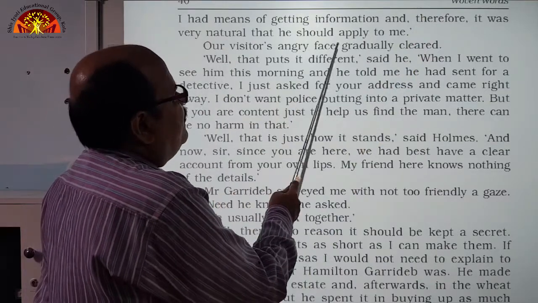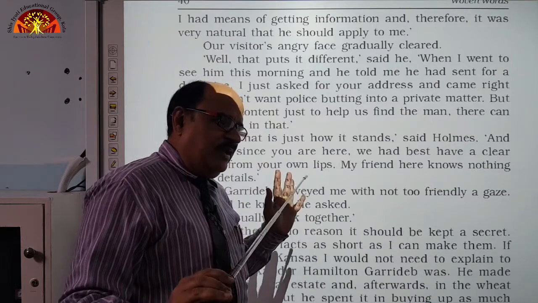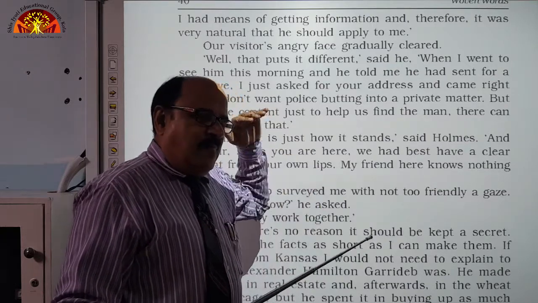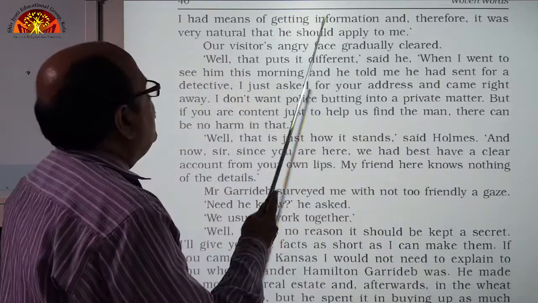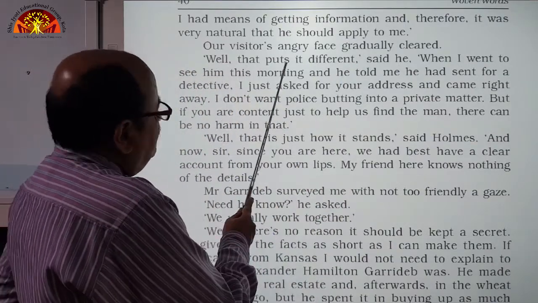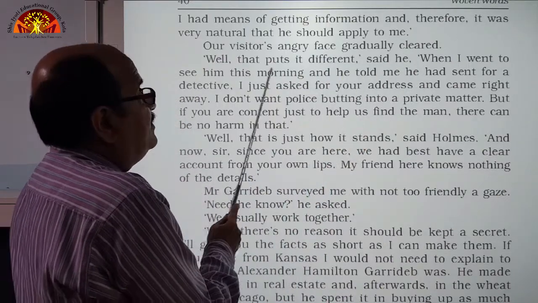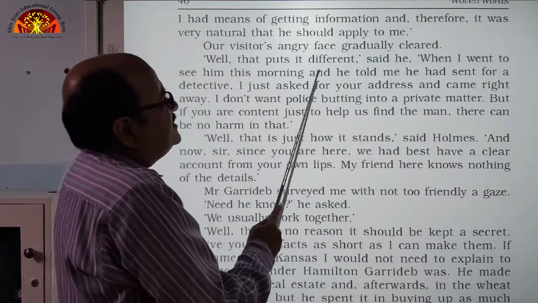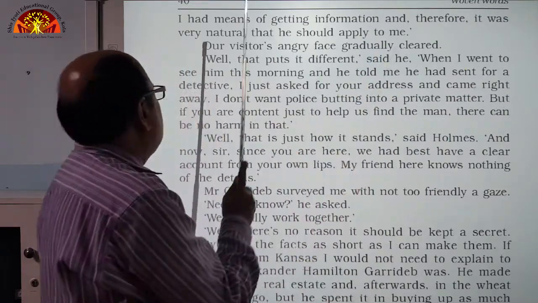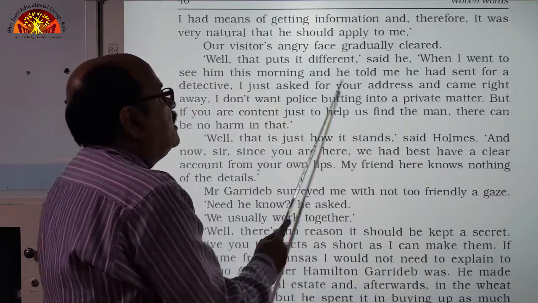Our visitor's angry face gradually cleared now, as he was a bit angry in the beginning, but now by and by he was getting cool. He was cooling down. Well, that puts it different, said he. When I went to see him this morning and he told me that he had sent for a detective, I just asked for your address and came right away. I don't want police butting into it.